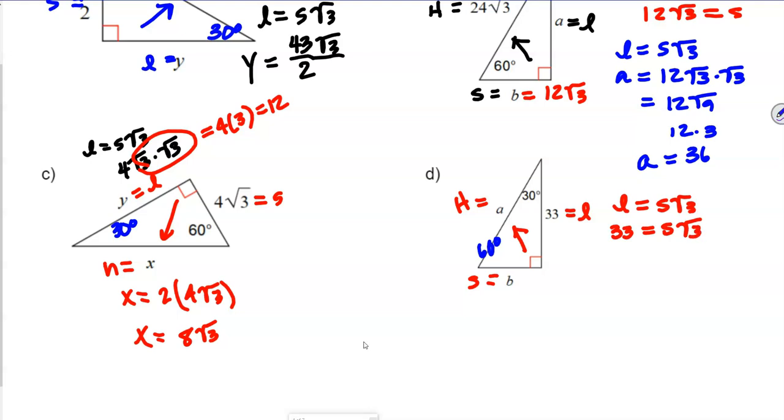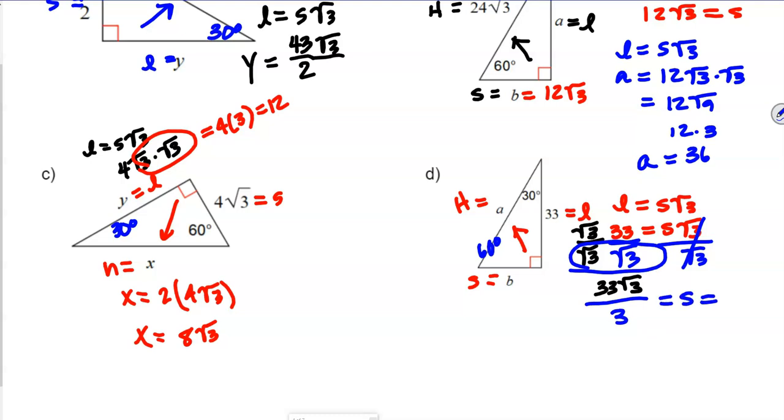This is going to be the one that's going to take a little more work. We're going to divide by the square root of 3 because we're trying to get s by itself, right? So now s is by itself, yes? But we can't have a radical in the denominator. So we're going to multiply both the numerator and the denominator by the square root of 3 because anything over itself is 1. So this is going to be 33 square root of 3 over the square root of 9. What's the square root of 9? 3, right? So that's going to be equal to our s, which, by the way, is equal to b.